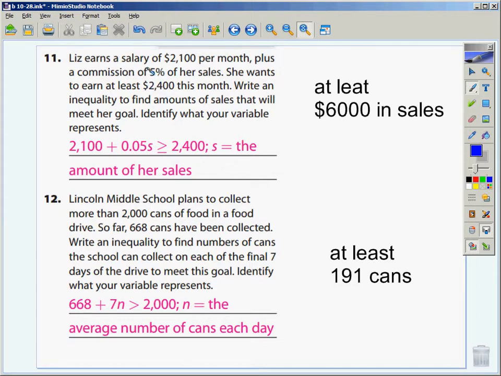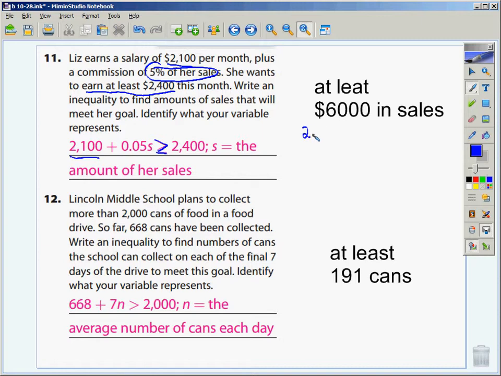Number 11 says Liz earns a salary of $2,100 per month. That's a flat rate that she's earning every month. She also makes a commission of 5% of her sales. Which means I'm taking 0.05 times the amount of sales that she has. That's the total. She wants to earn at least $2,400. So if she made $2,400, that would be at least $2,400. She needs to make more than that. That's why it says greater than or equal to.